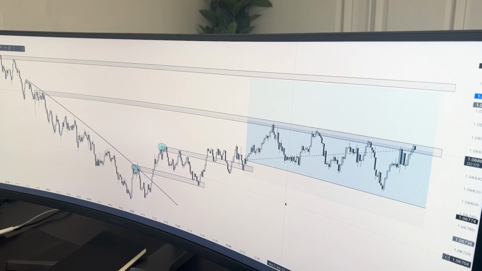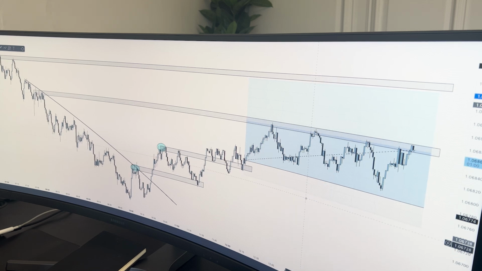Okay, so an update on this trade. As you can see, we're in it. We're currently running in profits. However, we have had a lot of consolidation whilst we've been in the trade. So I'm just going to tell you my thought process right now, how I've been managing the trade, and also how I'm going to look to continue managing the trade.